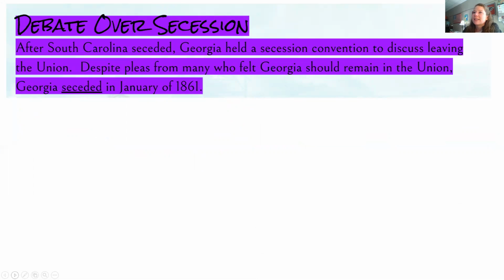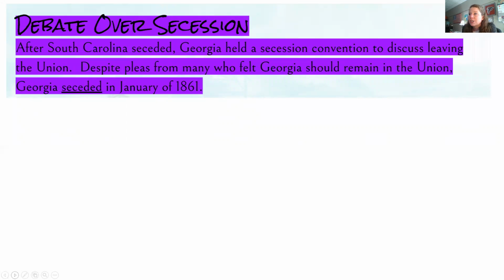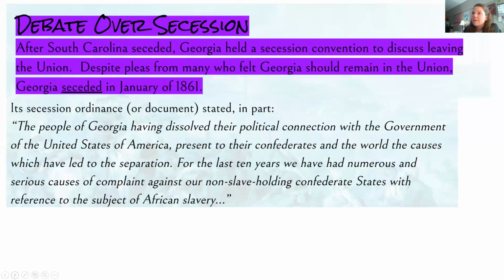So once Abraham Lincoln was elected president, South Carolina was convinced that he was going to end slavery. And so South Carolina seceded in 1860, right after Abraham Lincoln was elected president. After South Carolina left the Union, Georgia said, you know what, I think we're going to go too. And so Georgia held a secession convention to discuss leaving the Union. Despite pleas from many who felt that Georgia should remain in the Union, Georgia seceded in January of 1861. We were no longer part of the United States of America.